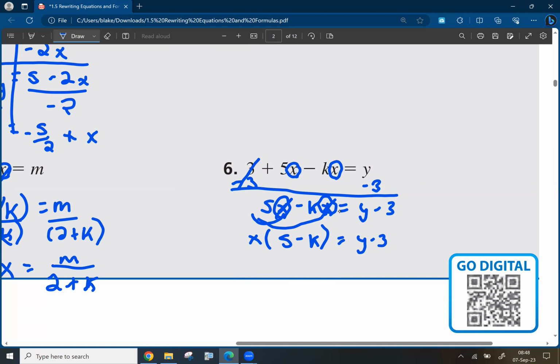And again, just like our example and just like the last problem, we're going to divide by 5 minus k in order to cancel it out. So of course we do this again to both sides. So my final answer, with it completely canceled out, is we're going to have y minus 3 divided by 5 minus k as my final answer.